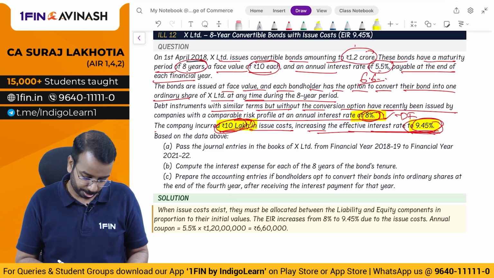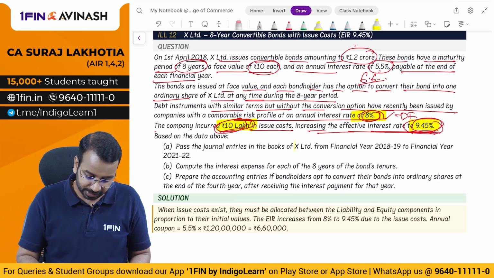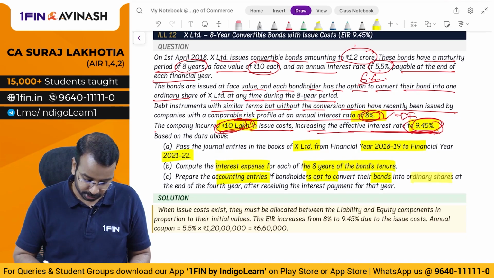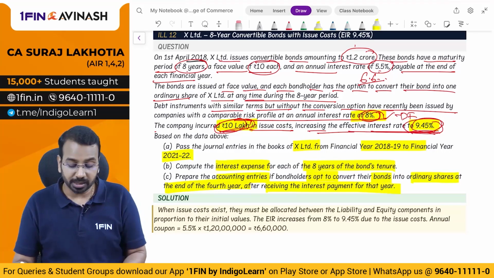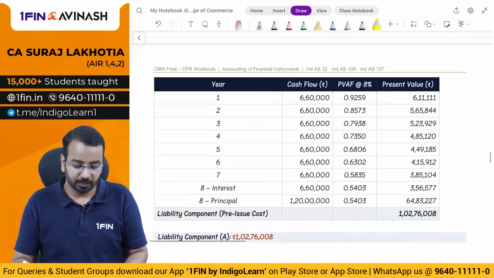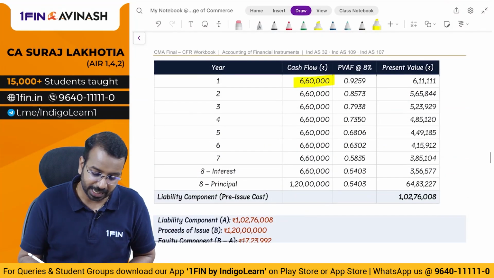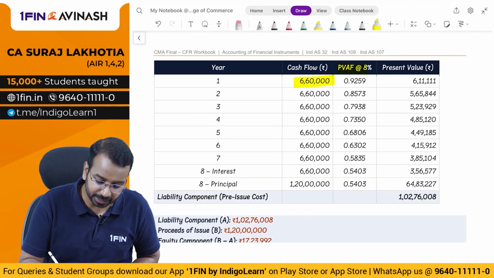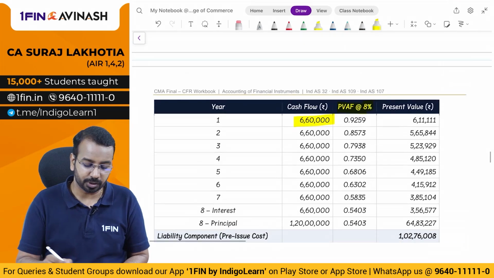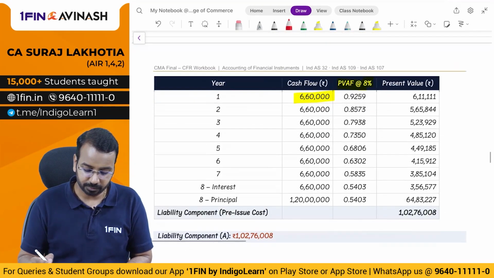Alright. Then, pass the journal entries in the books of X Limited from 1819 to 2122, interest expense for each of the 8 years, accounting entries if they opt to convert their bonds into shares at the end of 4th year after receiving the payment. First, what is the present value of liability? Present value of liability, cash flow is 6.6 lakhs. We will take present value annuity factor at 8% and do the calculation.